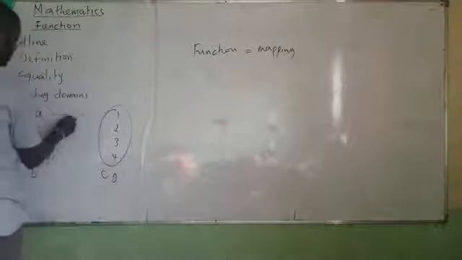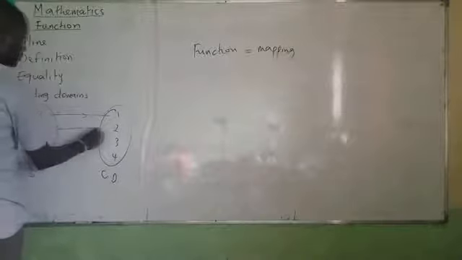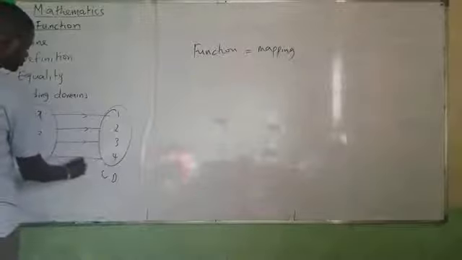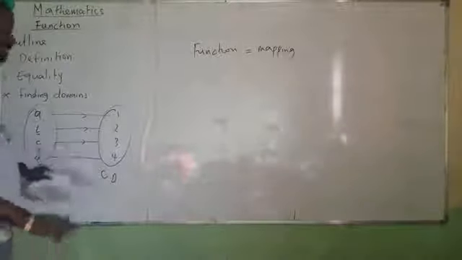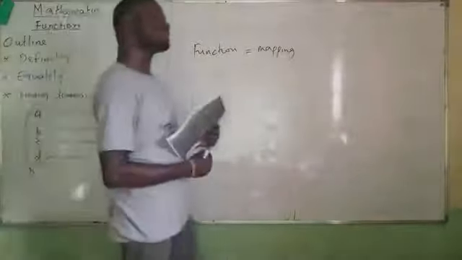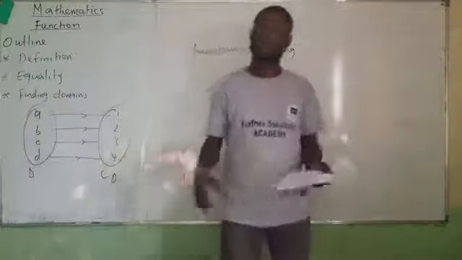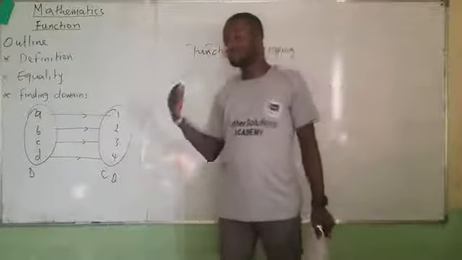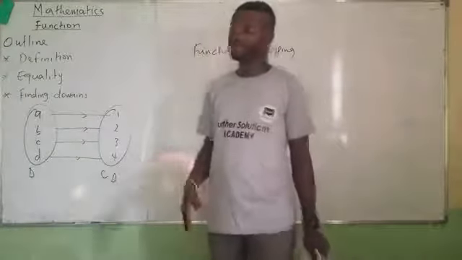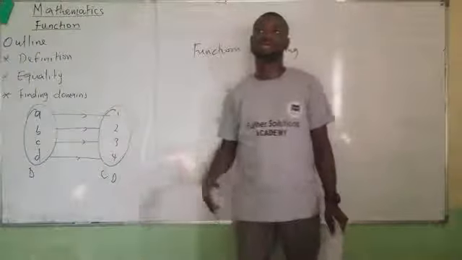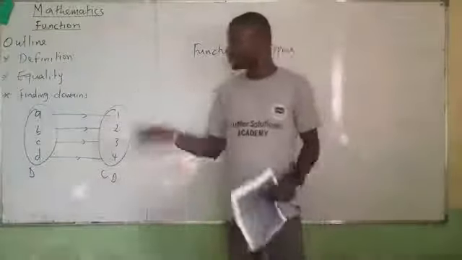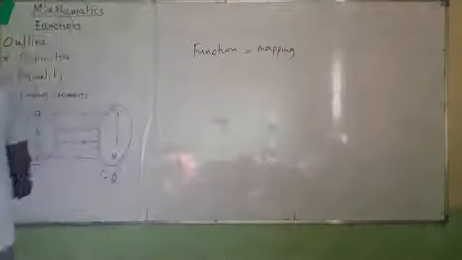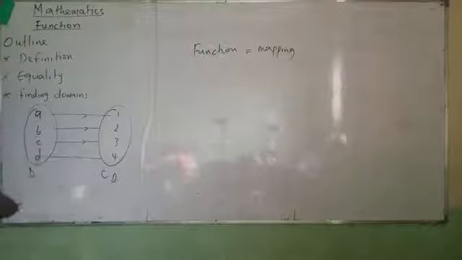If I have A, B, C, D, and I have 1, 2, 3, 4, can you see? That is what is called the image. I've also explained the types of mapping, which is function: we have injective, surjective, bijective, composite, and inverse, depending on what you are working on. There are videos on that. But what I just need you to do is try to understand this very powerful concept.